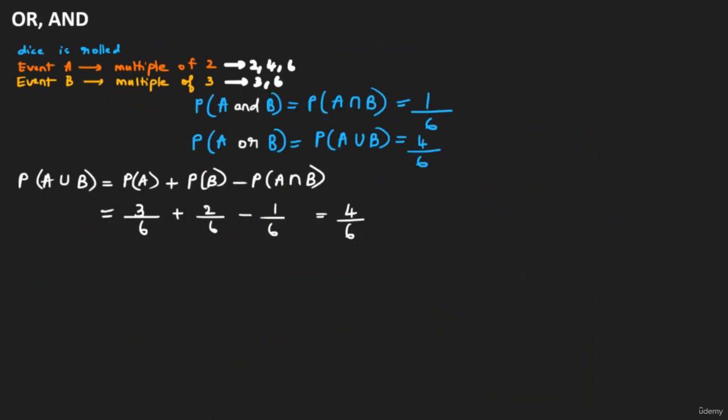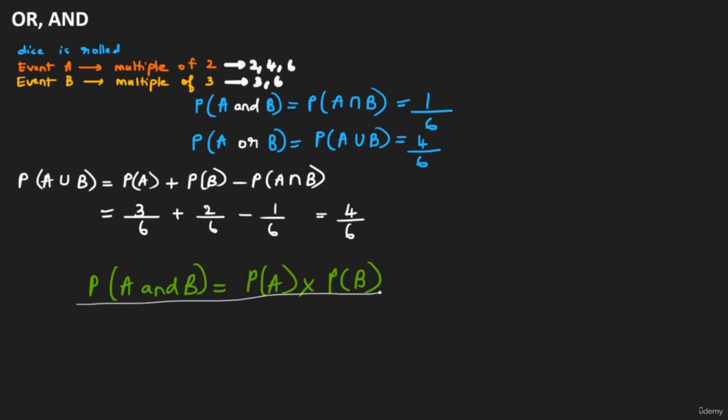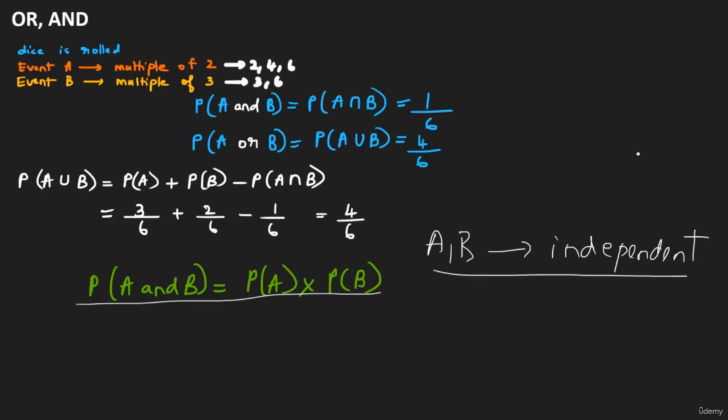Let's move on. There is an interesting method with which we can find the probability of A and B occurring. That is P of A into P of B. Over here, this is applicable when A and B are independent events. Now, what do I mean by independent events? That is, the outcome A is not at all dependent on whether B is happening or not. Over here you can see that these 2 events are independent. Whether you get a multiple of 2 or a multiple of 3, you're just throwing the dice 1 time. Therefore, these 2 events are independent.